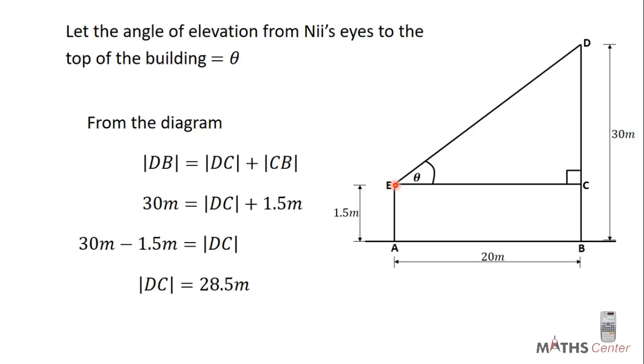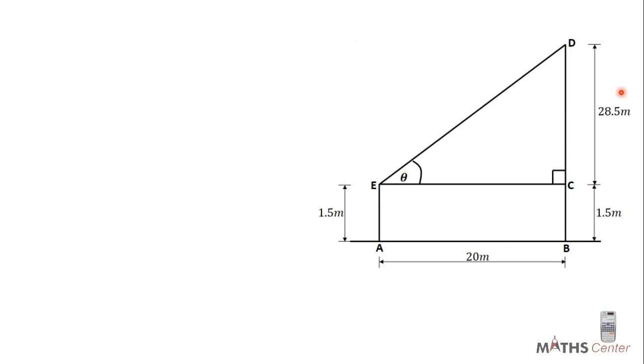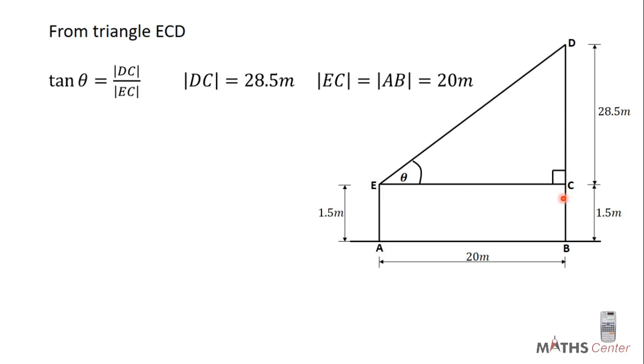We have also found EC to be 20 meters. Okay, so we have found DC to be 28.5 meters. EC is equal to AB, which will also give us 20 meters.